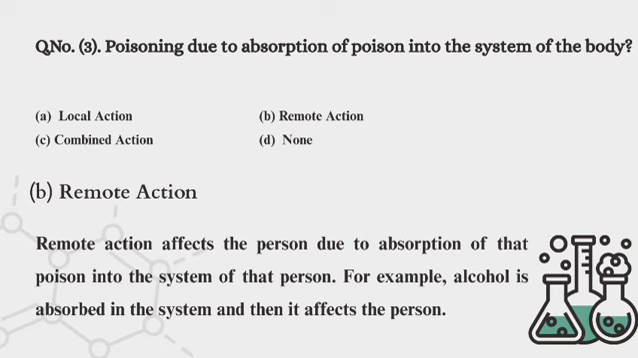Question number 3. Poisoning due to absorption of poison into the system of body. Option A. Local action. Option B. Remote action. Option C. Combined action. Option D. None. So the correct answer is option B. Remote action. Remote action affects the persons due to absorption of that poison into the system of that person. For example, alcohol is absorbed in the system and then it affects the person.